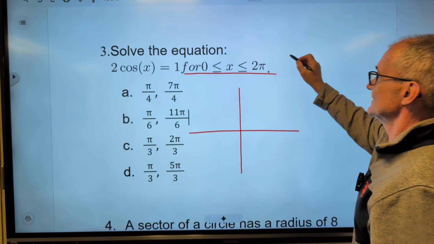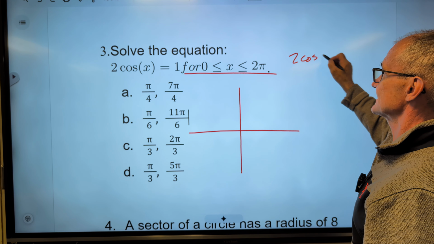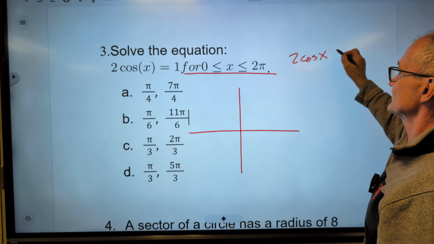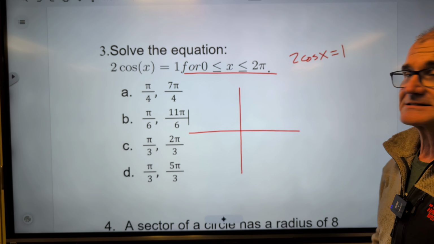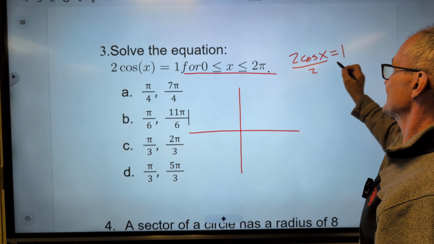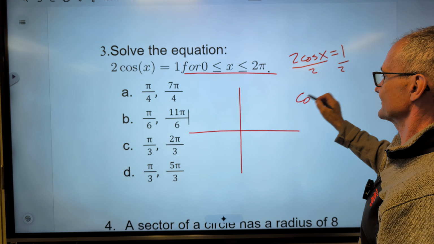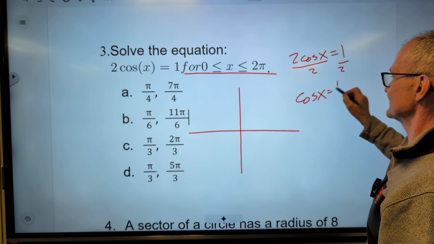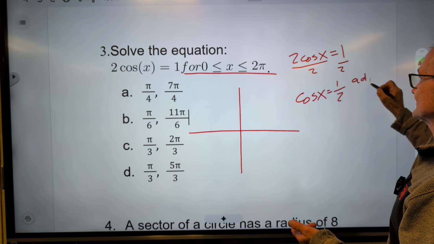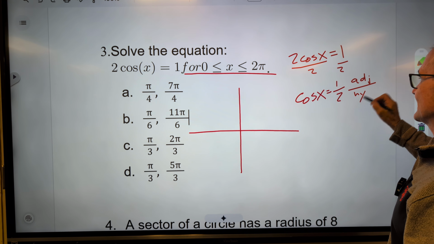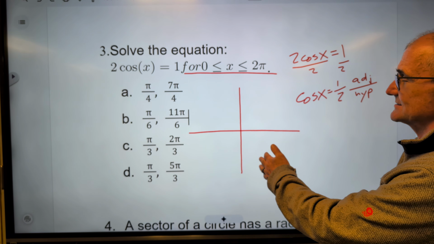My equation is 2 cosine of x is equal to 1. My goal is to get cosine of x by itself, divide both sides by 2, and I have cosine of x is equal to 1/2. I am saying, when is my adjacent 1 and my hypotenuse 2 in this circle?